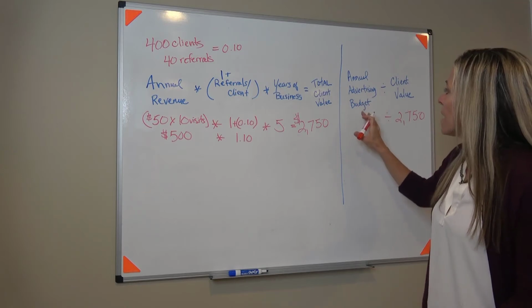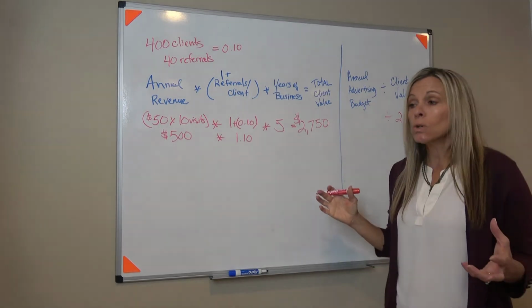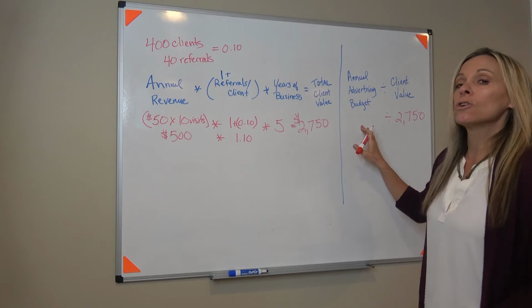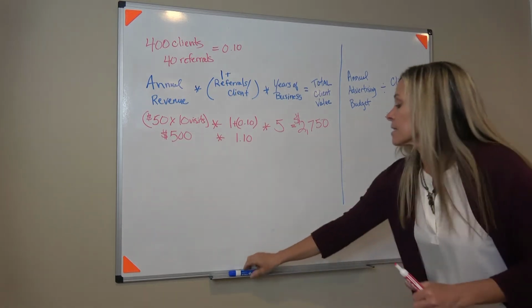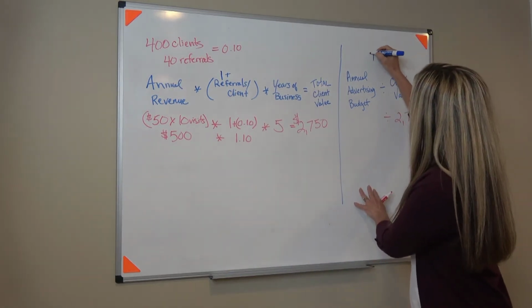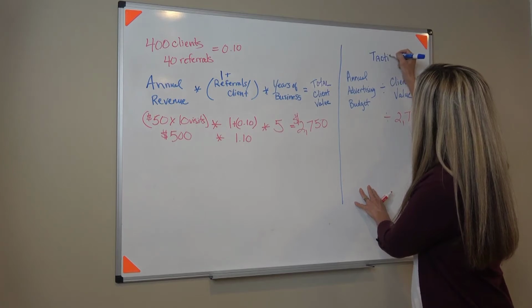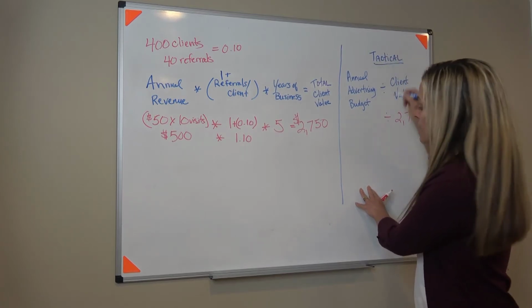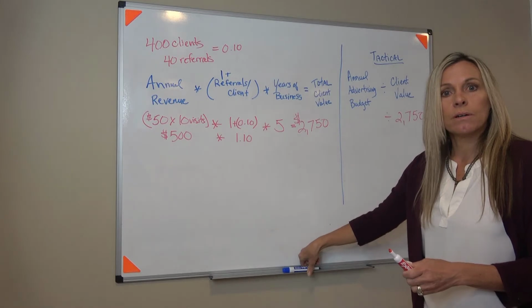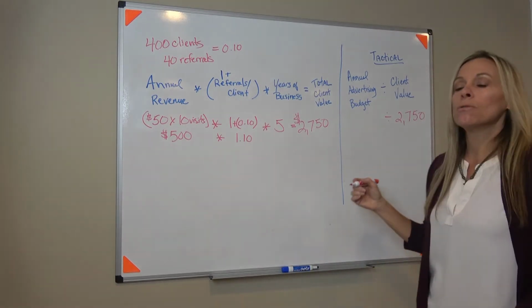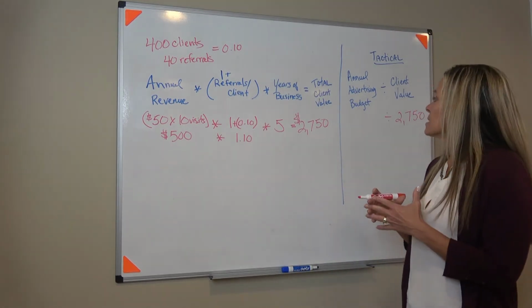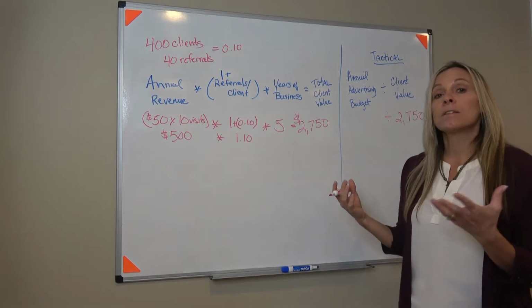So annual advertising budget. Again, you can look at your total advertising expenditures, or we can look at it per what I call tactic. All right, and a tactic is one individual effort that you're making. So in this case, I think I said let's use a billboard, right? So let's assume your billboard advertising expense is $200 a month times 12.